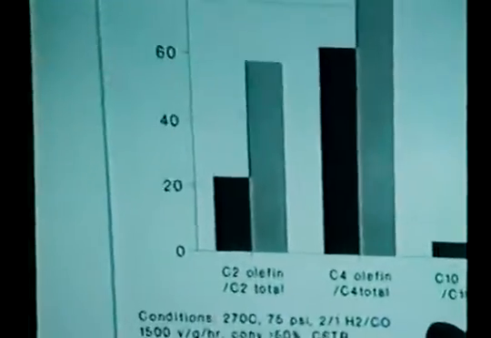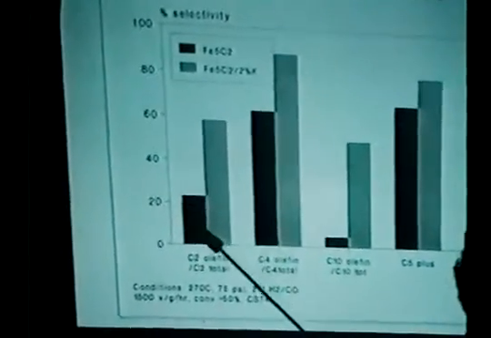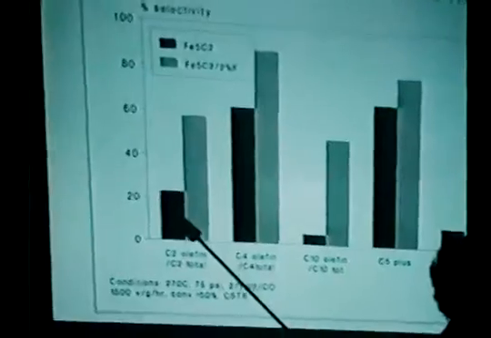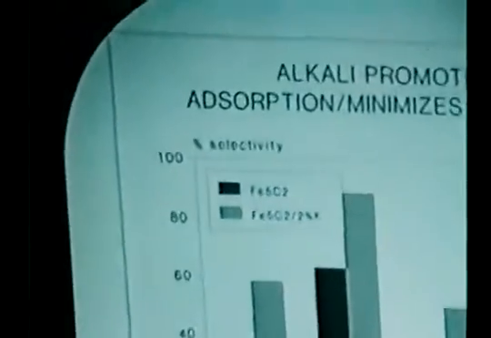So now we do the same type of comparison, where we put some potassium on the oxide, do the same ex situ treatment to make a whole carbide, and then look at the differences. We see that we get less of the secondary hydrogenation going on, of course, with the potassium-treated catalyst. You see that the ratio of ethylene in the C2 product is increased, same on C4.